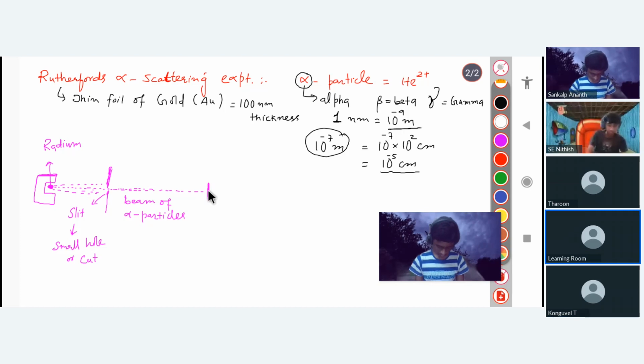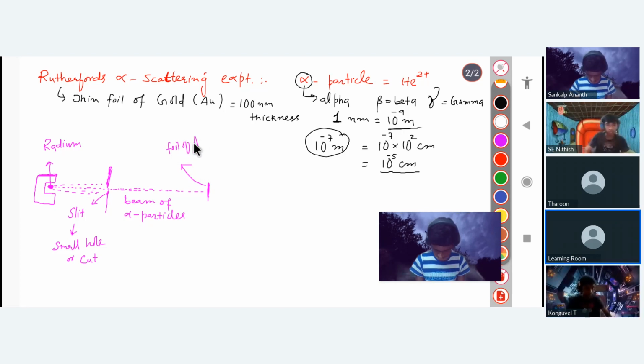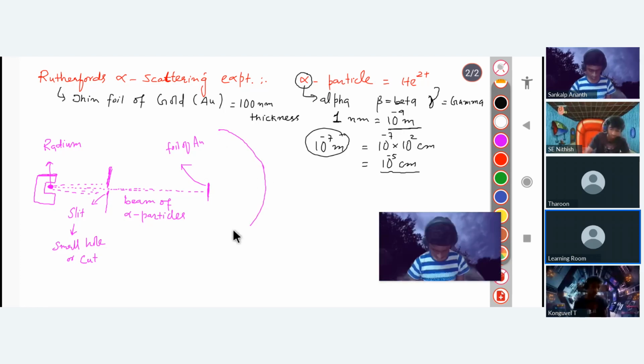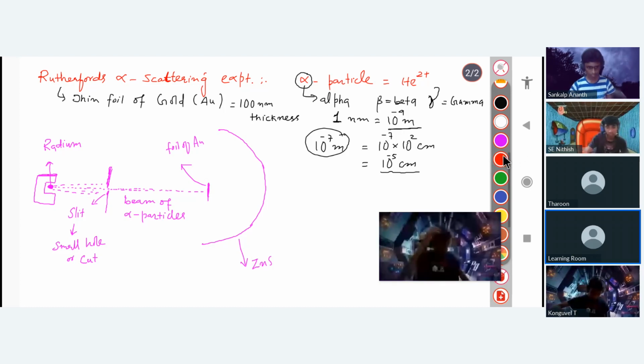Now what he observed here was that when he placed a thin foil of gold here, this is my thin foil of gold, he then used a circular zinc sulfide screen. This is the zinc sulfide screen. And what were the observations here? He observed that most of the alpha particles pass straight without any deflection.